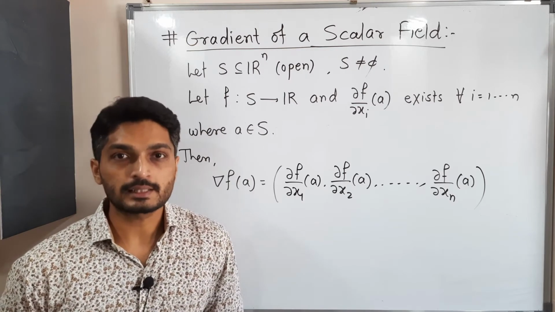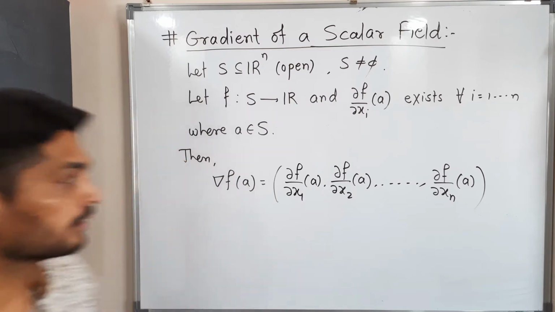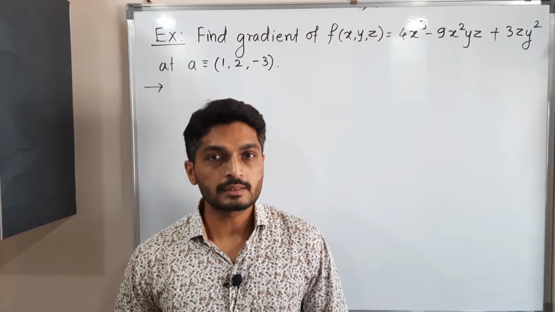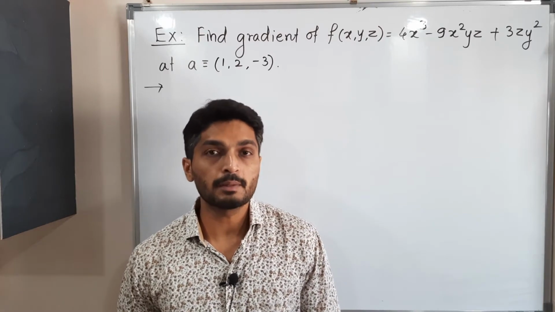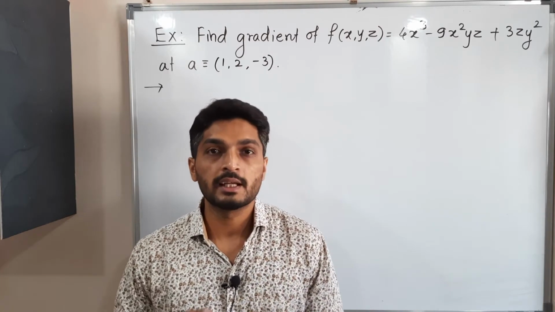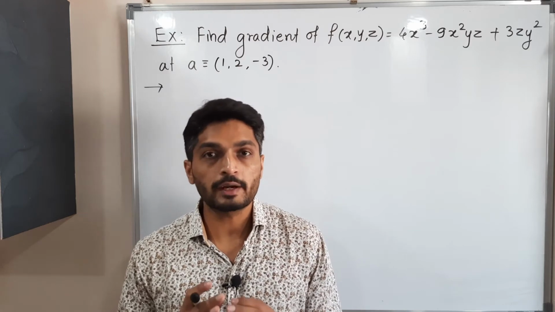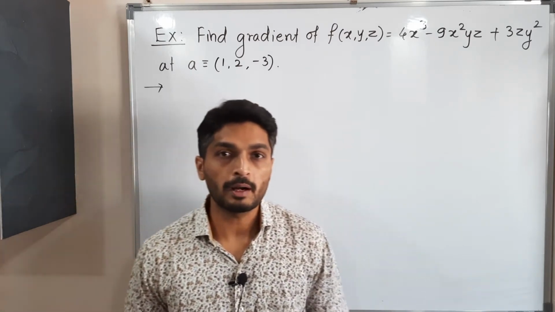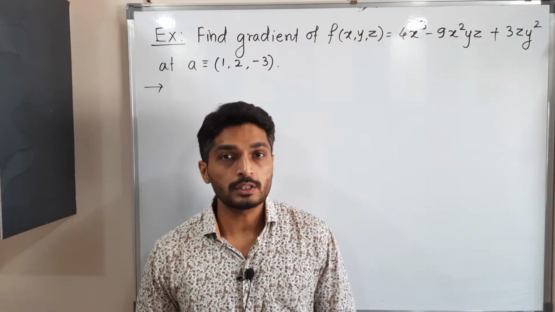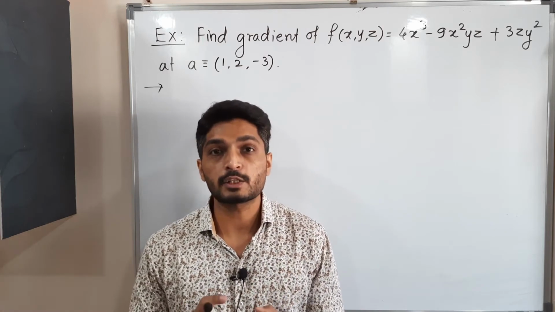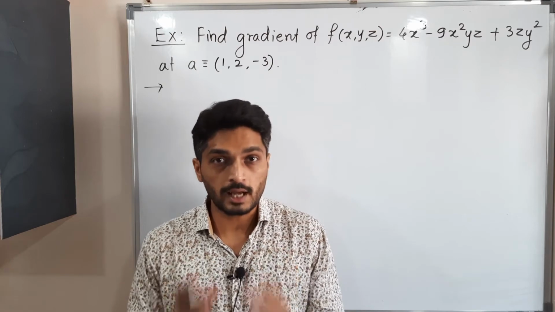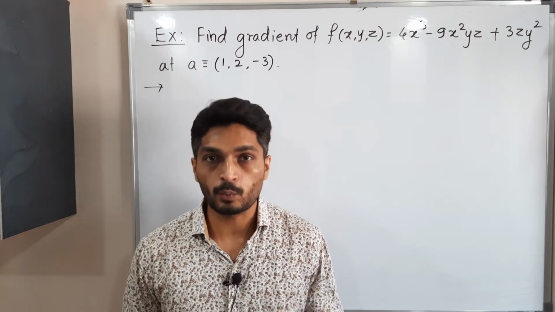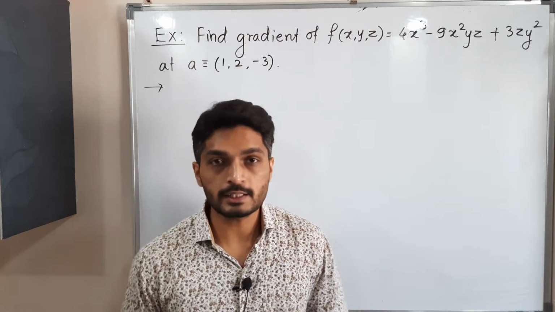Let us discuss one example of it. Make a screenshot of it. After that we will go further. Let us discuss this example. Here we have a function of three variables x, y, z, and we have to find its gradient at point a equal to (1, 2, -3). So f is a function of three variables x, y, z. Our first task is to find its derivatives with respect to x, with respect to y, and with respect to z. Let us find.